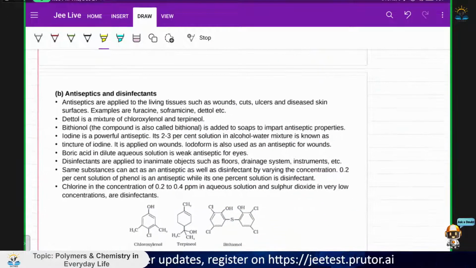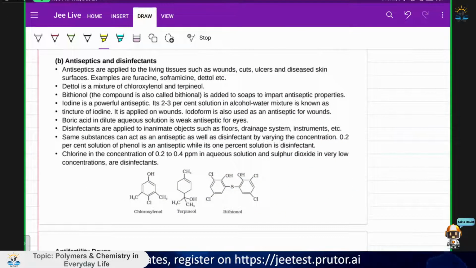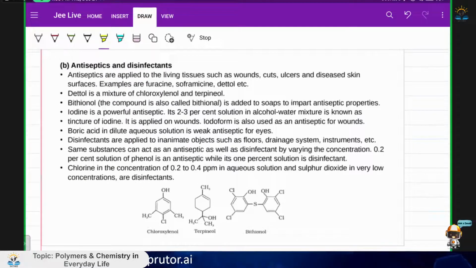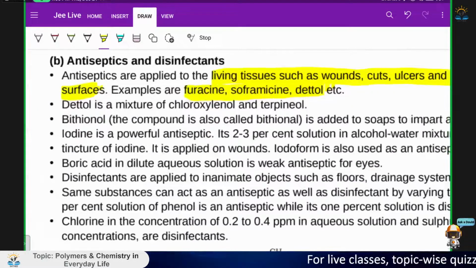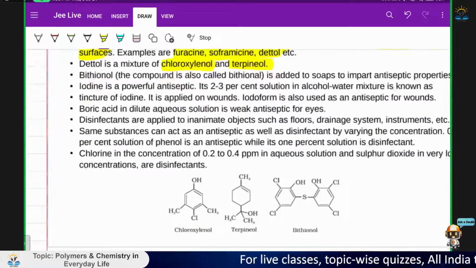Now we'll learn about antiseptics and disinfectants. What is the difference between them? Just think that antiseptics are used on the living body and disinfectants are used on inanimate objects. Antiseptics are applied to living tissues such as wounds, cuts, ulcers, and diseased surfaces. Examples of antiseptics are furacin, soframycin, and Dettol. Dettol is a mixture of what? It's a mixture of chloroxylenol and terpineol, which is given in NCERT. Structures of both are also given there.